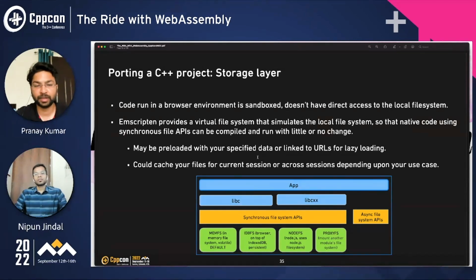Then there are multiple kinds of file systems available here. One is MEMFS, which is the volatile in-memory file system that is available to you by default. Second is IDBFS, a browser-based layer implemented on top of IndexedDB. It's a persistent layer, so if you want to cache users' preferences or anything else, that is your best bet. Then comes NODEFS. If you're running in a Node.js environment, this is what you use. And there's PROXYFS also available. If you are referring to some other WebAssembly module, you can mount their file system in your proxy file system as well.